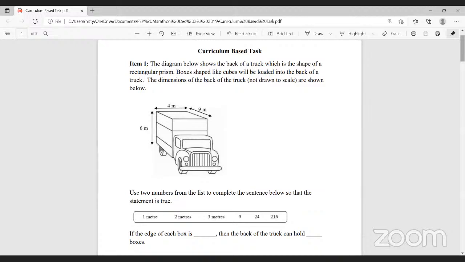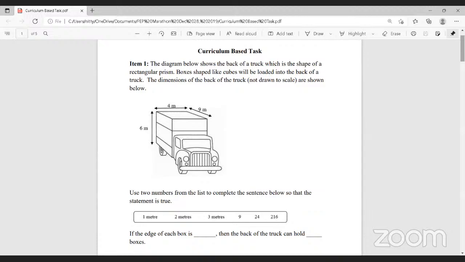All right, so this first item here says the diagram below shows the back of a truck, which is the shape of a rectangular prism. So right away you realize that we're looking at solids. Boxes shaped like cubes will be loaded into the back of the truck. So we're now looking at volume. The dimensions of the back of the truck, which is not drawn to scale, are shown below. So take a good look at this truck here.